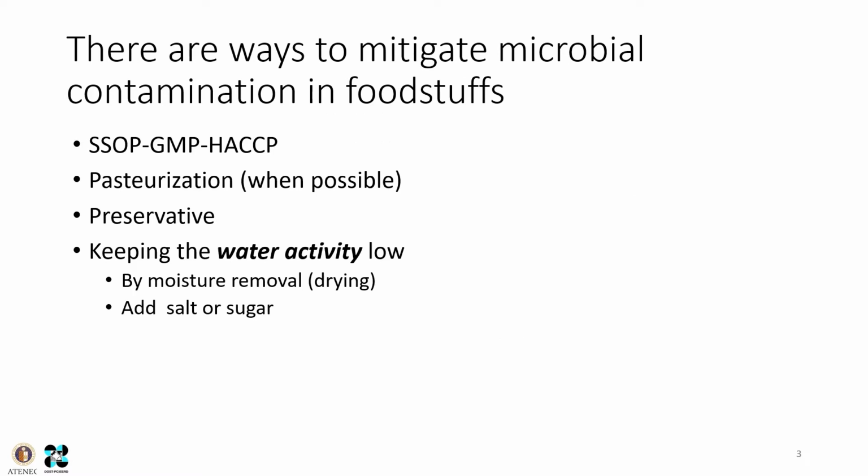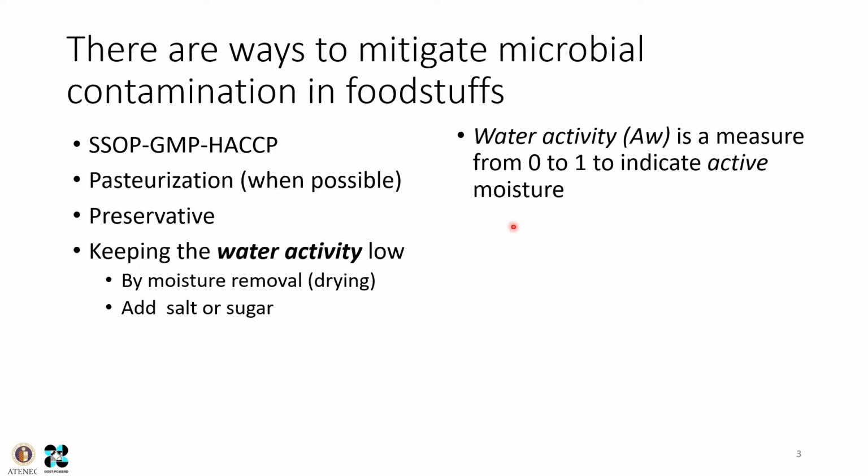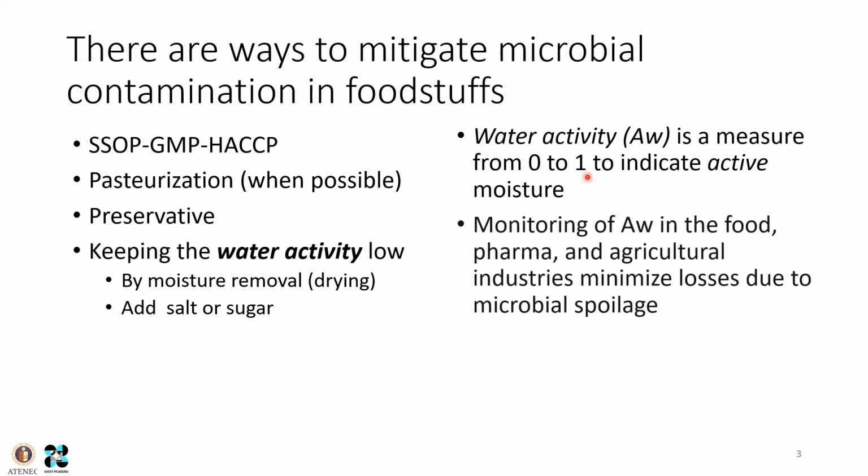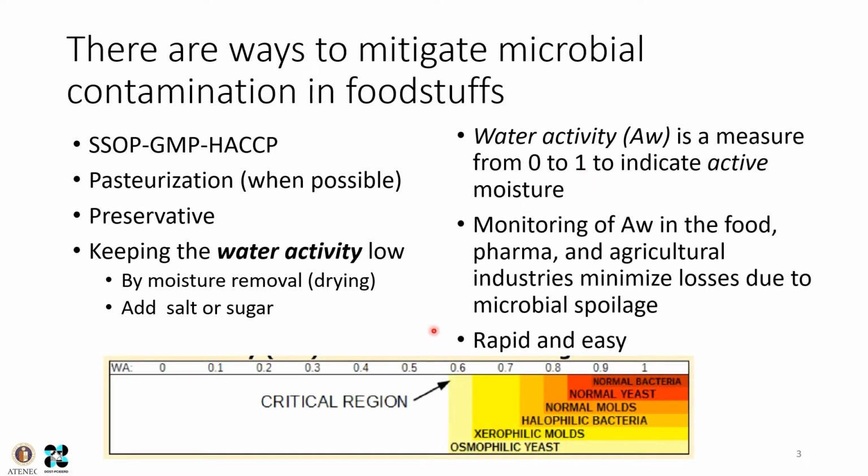There are many ways to mitigate degradation of foodstuffs, and one of the best ways is actually to keep the water activity intact. Water activity is a number from 0 to 1, and the most important value to note is 0.6, because above 0.6 water activity, most microbes will grow.